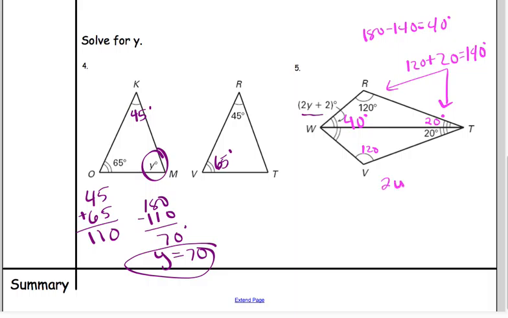So I can set 2y plus 2 equal to 40 degrees and solve it. So I'm going to subtract 2 from both sides. 2y equals 38, and divide both sides by 2, and that gives me that y equals 19.